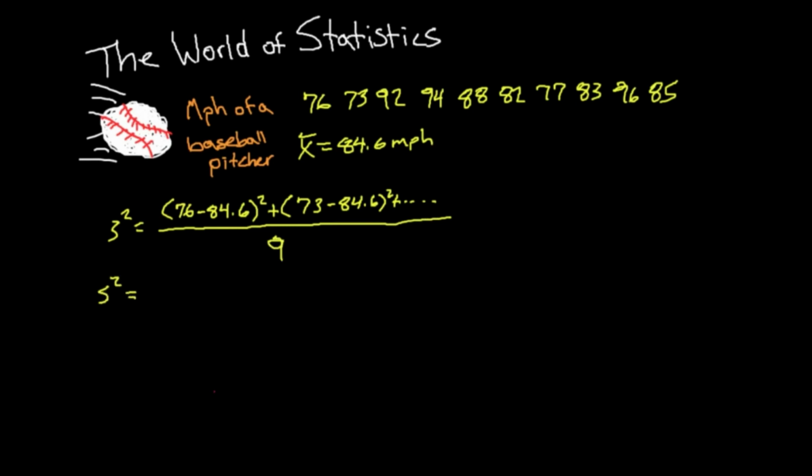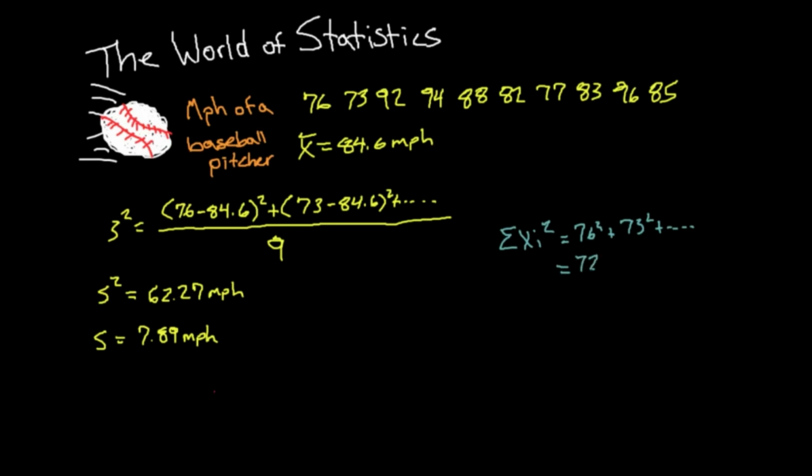And once we go ahead and do that, we calculate the s squared to be 62.27, which gives us a standard deviation of 7.89 miles per hour. So that's using the first formula. For our second formula, we're going to have our xi squared values, which equals 76 squared plus 73 squared, etc., etc.